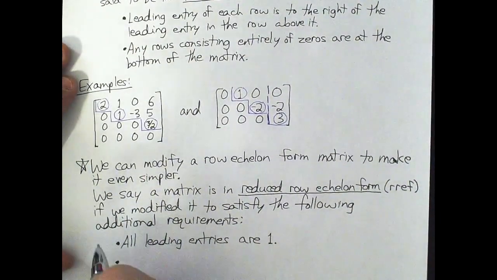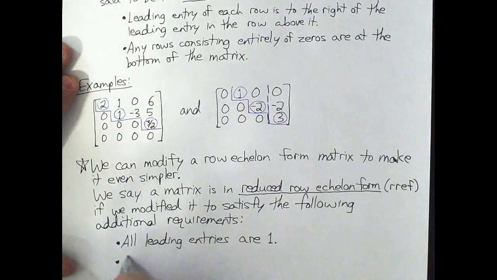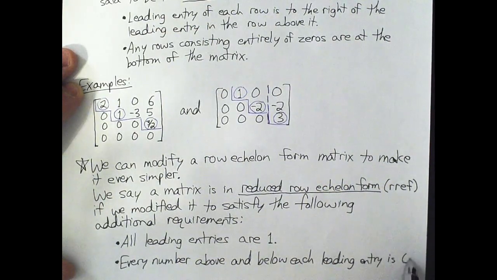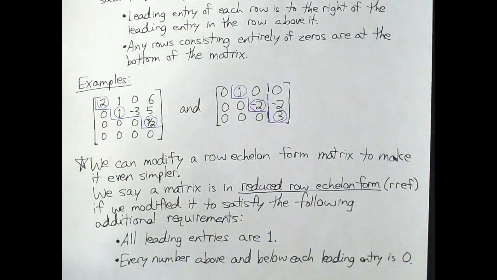Okay. There is the additional requirement that every number above and below each leading entry is 0. All right, so we'll see some of these. We'll do this process of reducing one of these further to get it into this form.